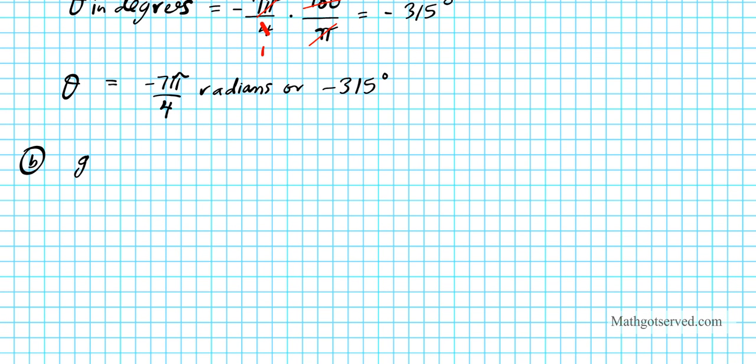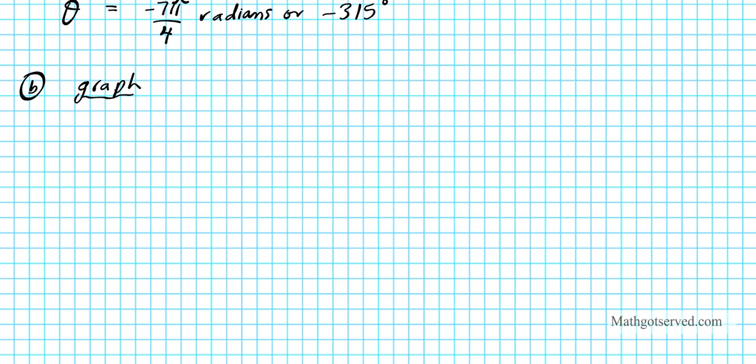We need to graph it and indicate what the quadrant of the terminal side is. So how do we graph negative angles? That's the question. All right, so let's create our coordinate system, our y coordinate and our x coordinate. Now, let's see. How do we graph negative angles?